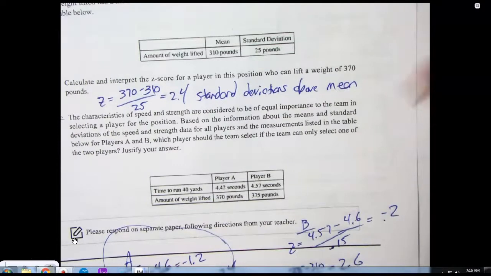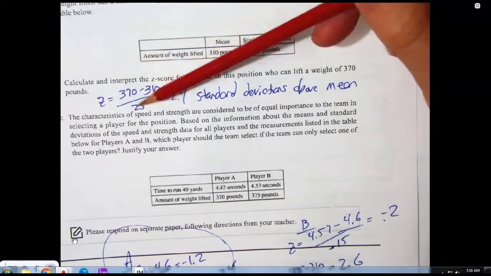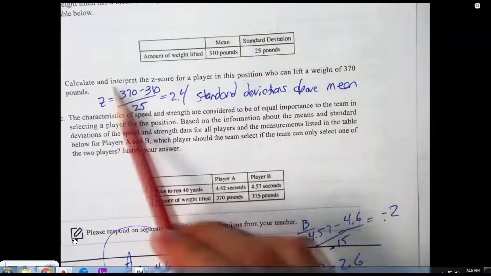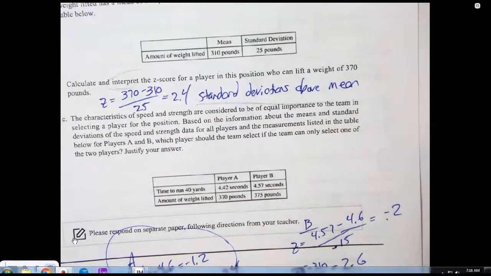Part B here, so 370 minus 310 divided by the standard deviation, 2.4 standard deviations above the mean. So that's the interpretation. Make sure you say that part.